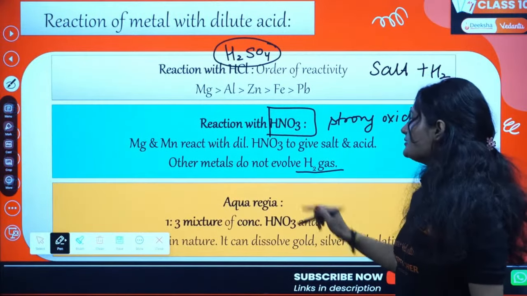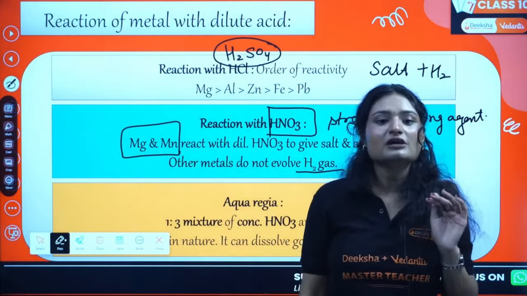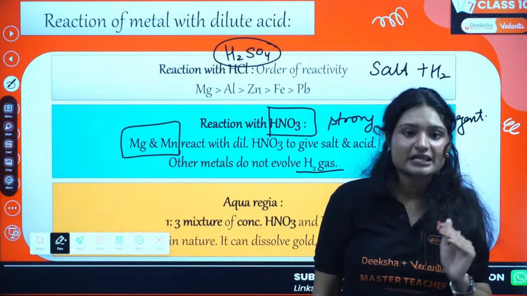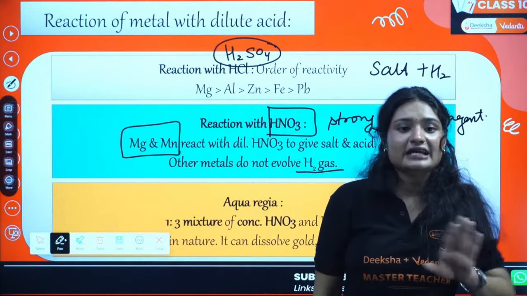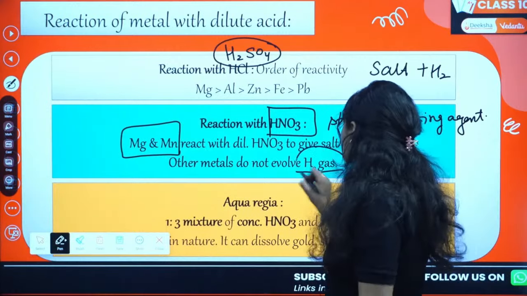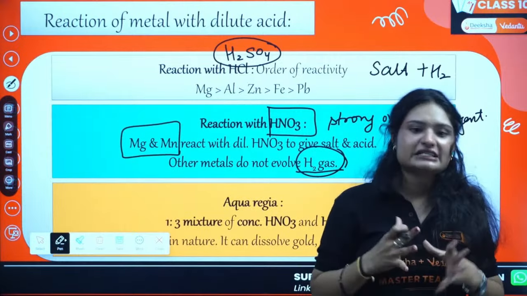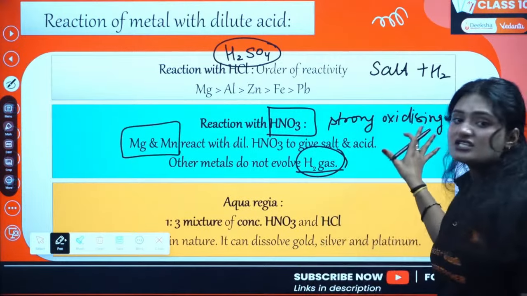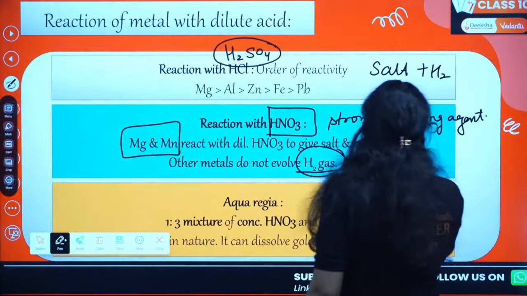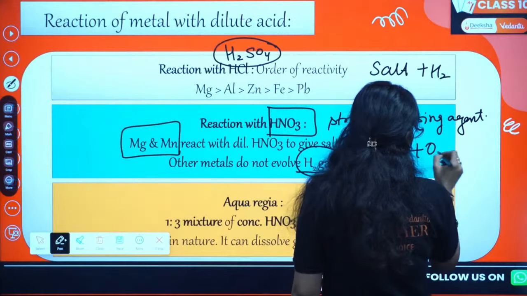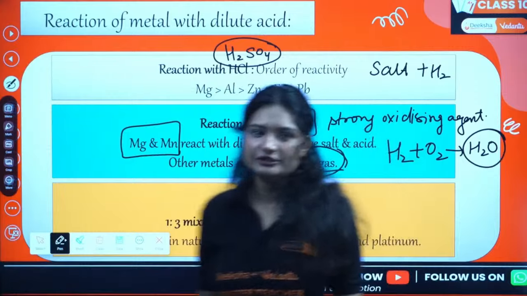Only two exceptions are there: magnesium and manganese. Only magnesium and manganese will evolve hydrogen gas when reacting with nitric acid. Rest all the metals do not evolve hydrogen gas when treated with nitric acid. Why? Because nitric acid is a strong oxidizing agent, which means it adds oxygen. So if you have hydrogen, it will add oxygen and we get a water molecule. Clear?